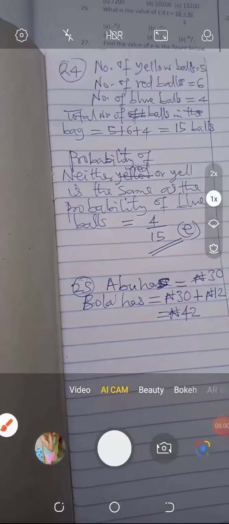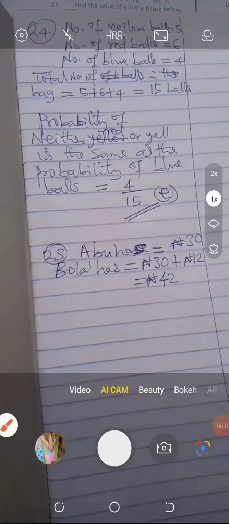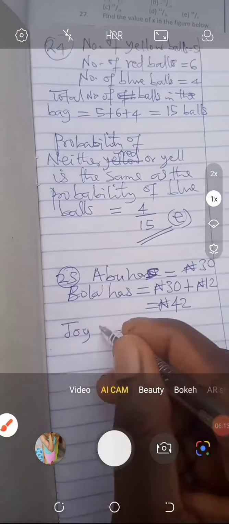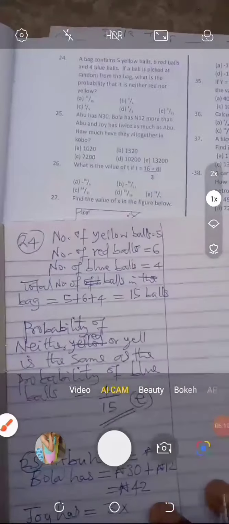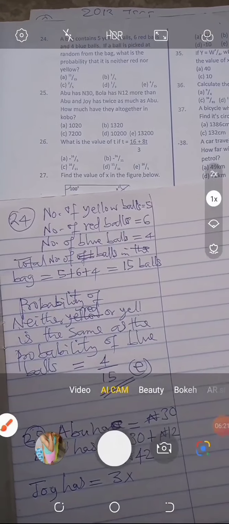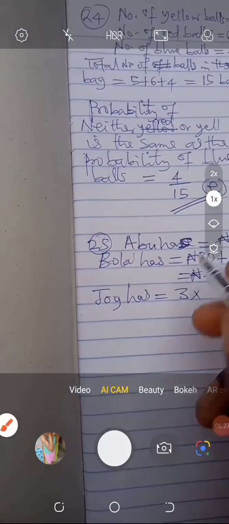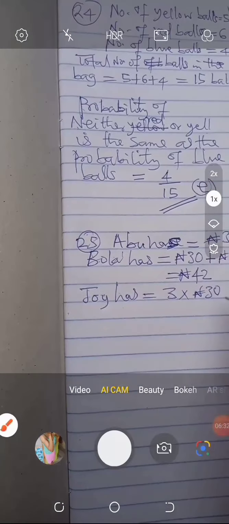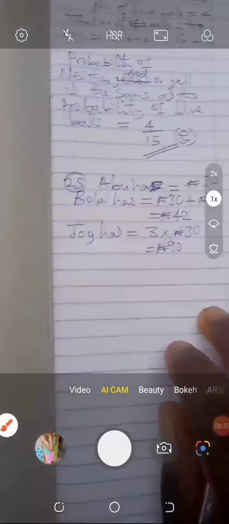So we go on. Now, and Joy has twice as much as Abu. That means Joy is having thrice as much as Abu. So we'll go with that. So Joy has 3 times, that is thrice. That's what we mean by thrice. So Joy has 3 times as much as Abu. So Abu has 30, so Joy is having 3 times 30 naira. That will give us a total of 90 naira for Joy.